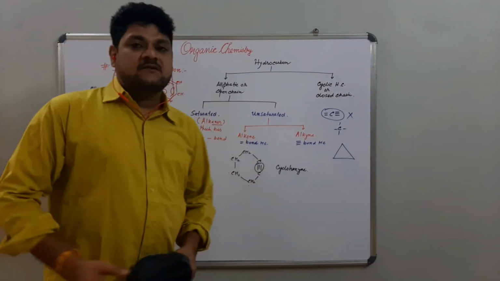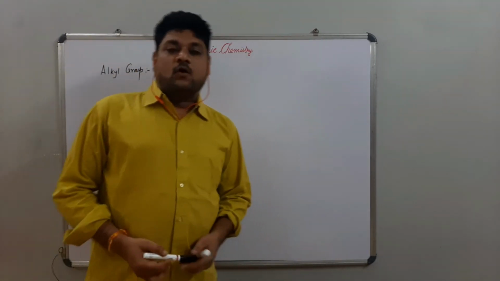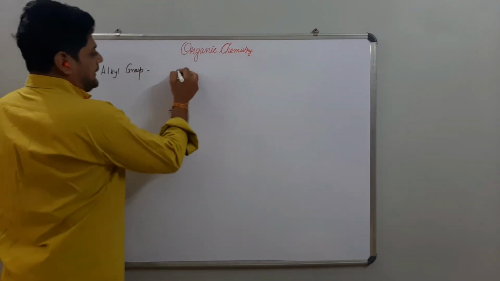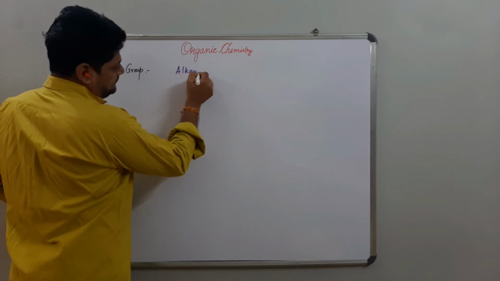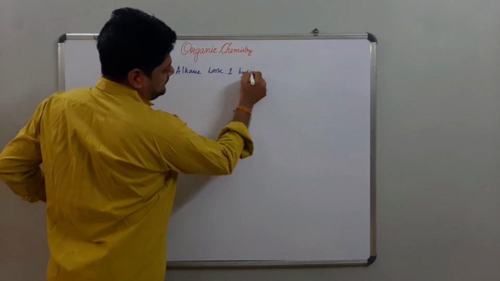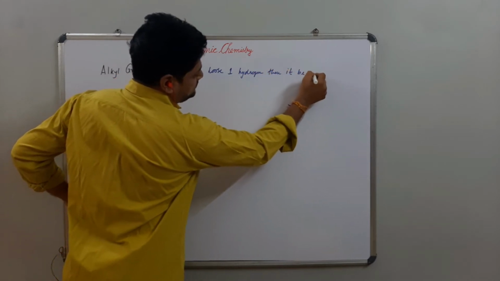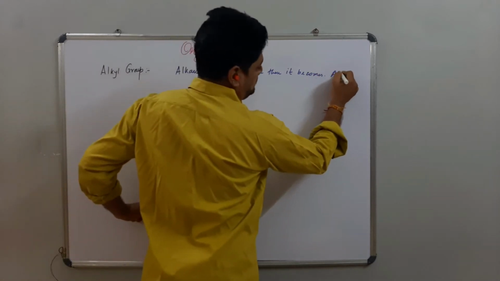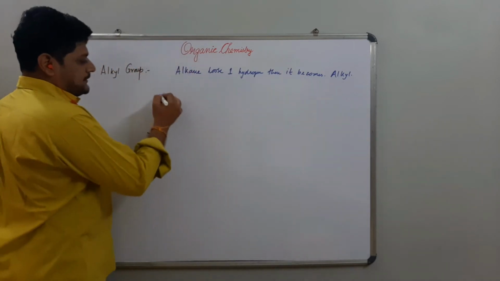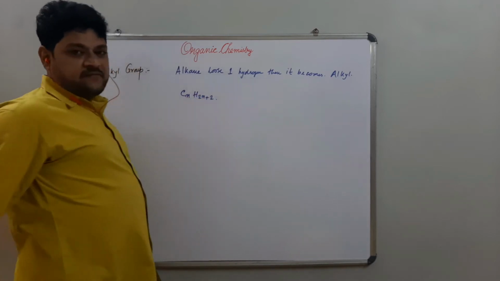Now we are going to discuss some alkyl groups. When can a group be called an alkyl group? I have already told in the second class that if an alkane loses one hydrogen, then it becomes alkyl. Okay, so what is the general formula of the alkane? The general formula of alkane is CnH2n+2.